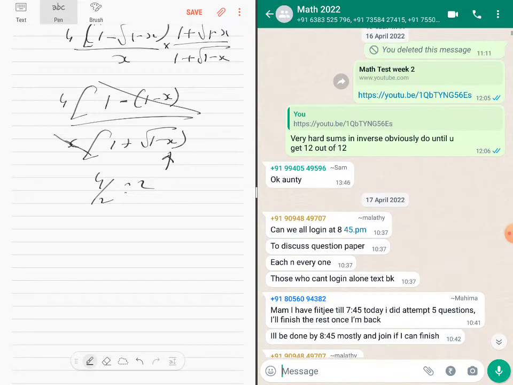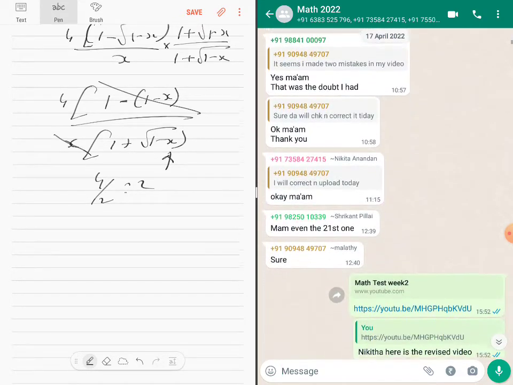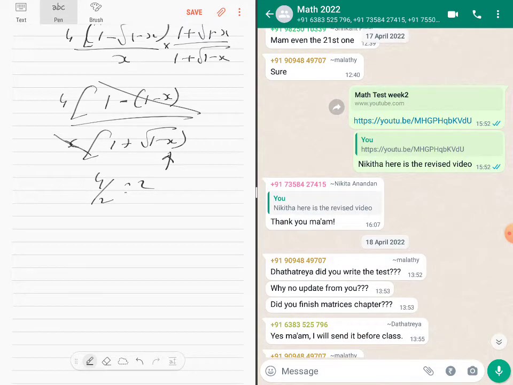It's not there, no? Why? Calculator PDF is not there. Only one PDF is there. No, it's not here, but it will be there in the group. Let's temporarily halt the recording so that all this is not coming in the recording.